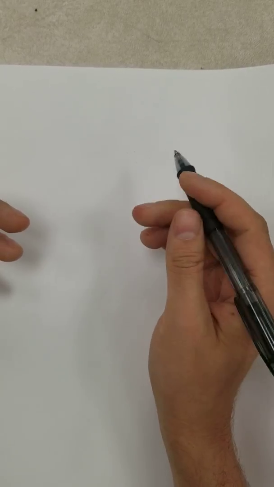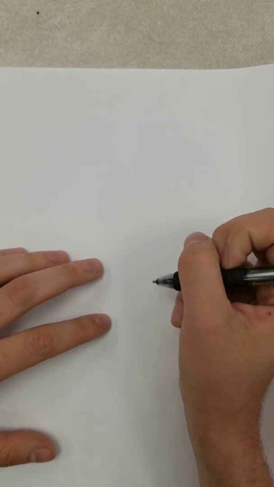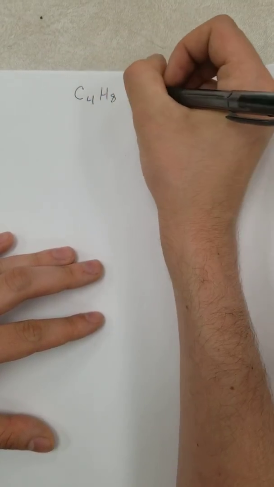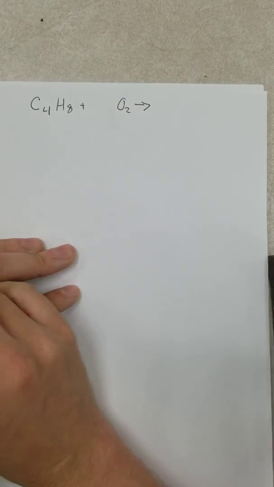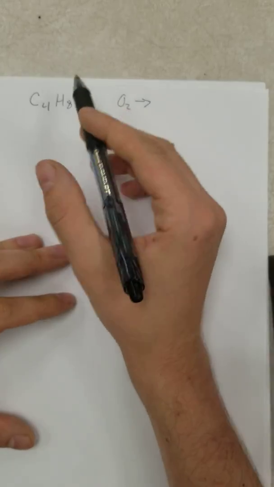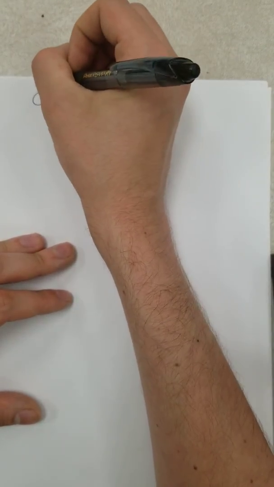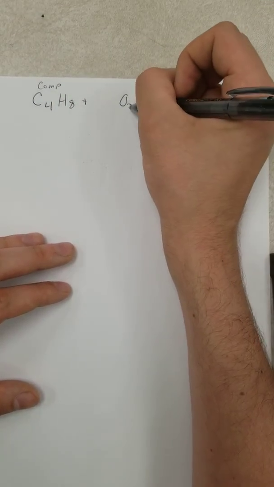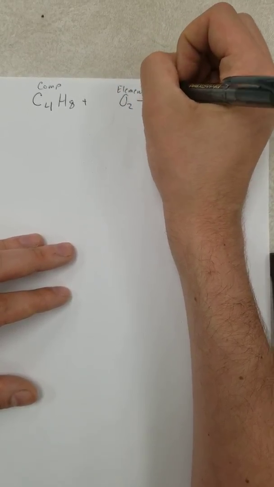In this video, we are going to predict the products for a reaction as well as classify it and balance it. So the reaction we're going to start with is C4H8 plus O2 yields. Now, when we first look at this reaction, we have two different elements here. We have carbon and hydrogen, so this is going to be a compound. And then we just have O2 by itself. So even though we have two oxygens here, this is still considered to be an element.